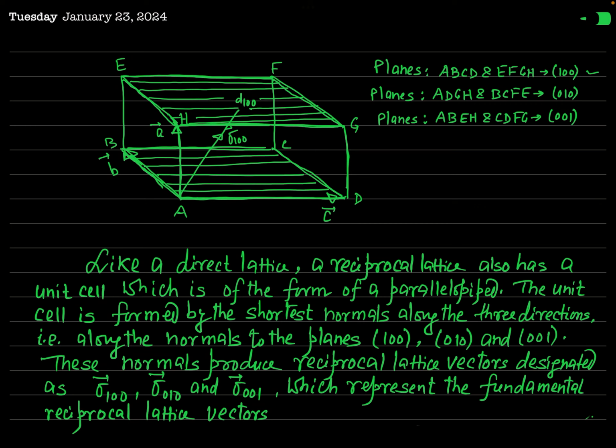BCFE, and this is actually the plane marked by Miller indices 0, 1, 0. And similarly, the planes ABEH and DCFG, this is the plane 0, 0, 1. Okay. Now for getting the primitive translation vector for the reciprocal lattice, we will take the normals of shortest length.